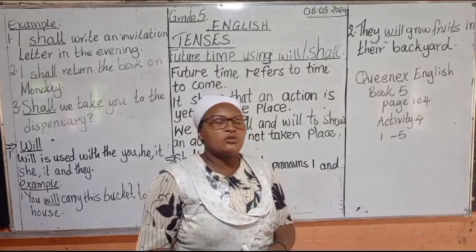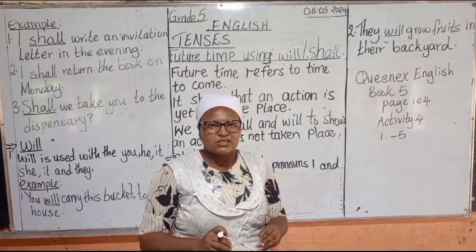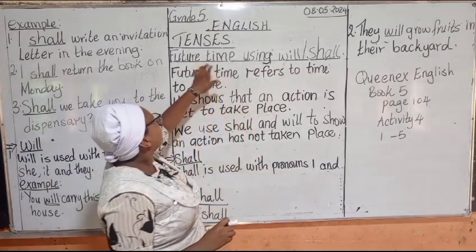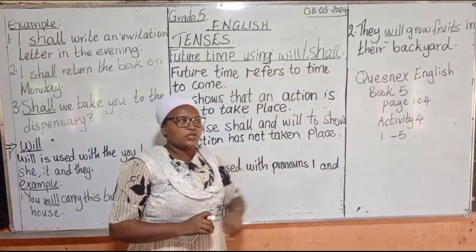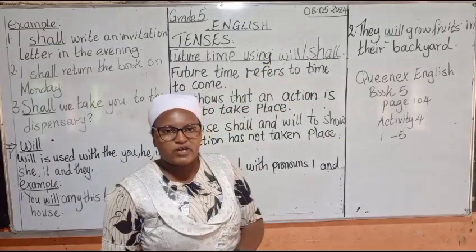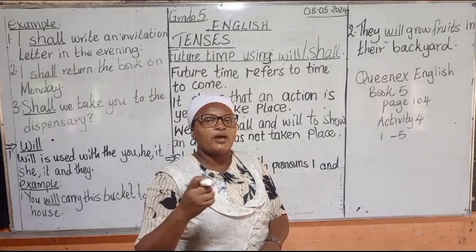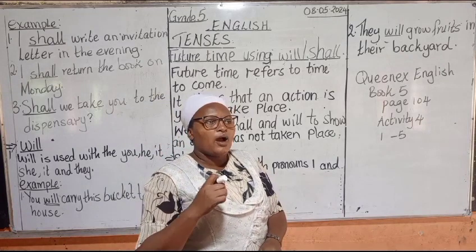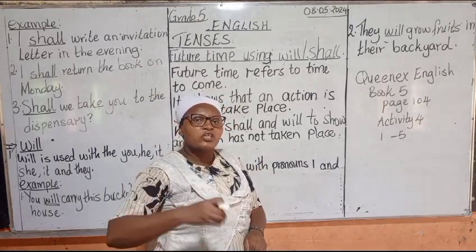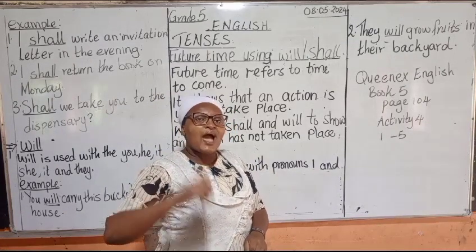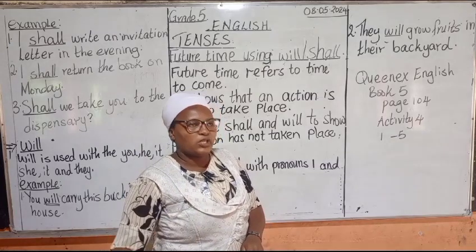In this specific lesson, we are going to deal with future tense. In future tense we are going to use will and shall. Will and shall are helping verbs, and they are used when we are using future tense. When you use will and shall in a sentence, it tells us that the action you're referring to, or the action in discussion, is yet to happen. It has not taken place.